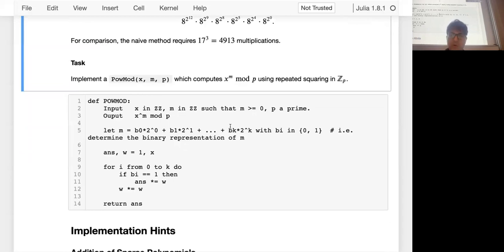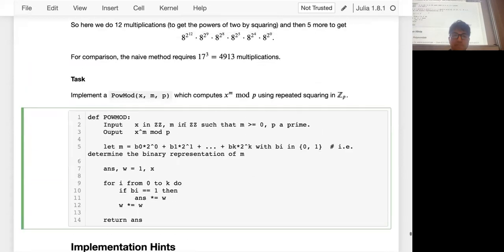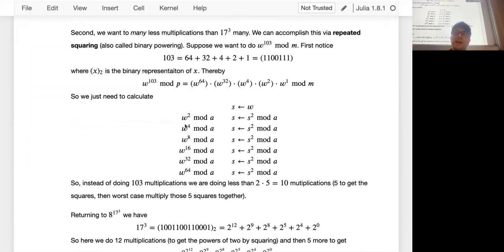So this is not overly complicated to implement. I think the hardest part here is that given your m, you have to come up with this binary expansion. And then you build up all of your powers here, and then you just include them or exclude them depending on your binary representation. Okay, so is there any questions about that power mod technique? Because there's two things that you have to do, right? Every multiplication should be done mod 17, and you shouldn't be doing 103 multiplications to take something to the power of 103. You should be using these squares.